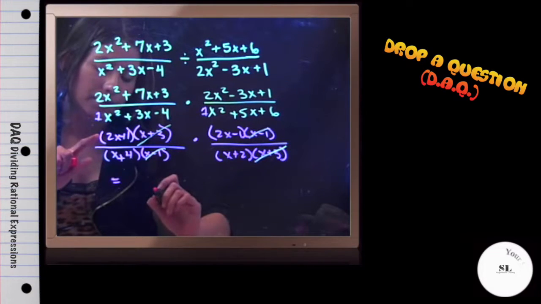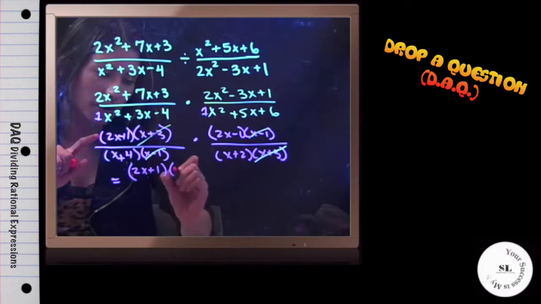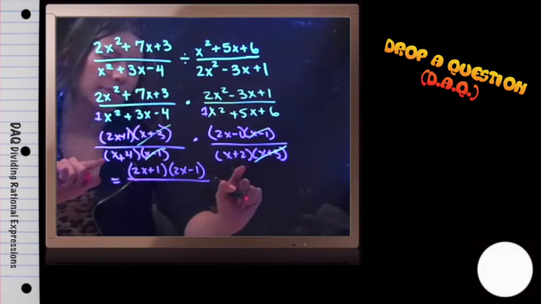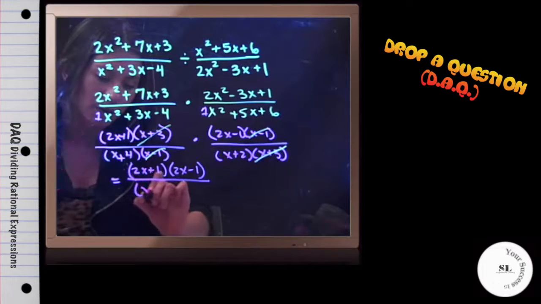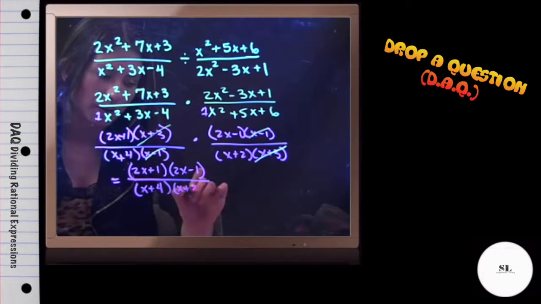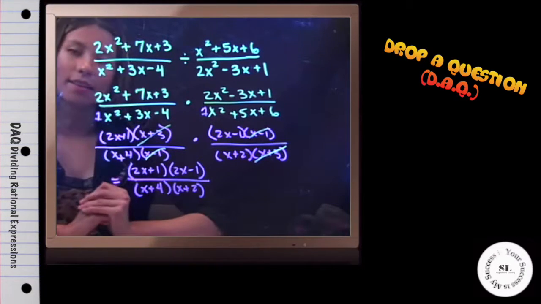In here, in the first fraction, I have a 2x plus 1 in the numerator. And then I have a 2x minus 1. So those stay in my numerator. And then for my denominator, I have an x plus 4 and an x plus 2. So I'm going to write both of them down, and that will be my denominator for the final answer. And then that's it.